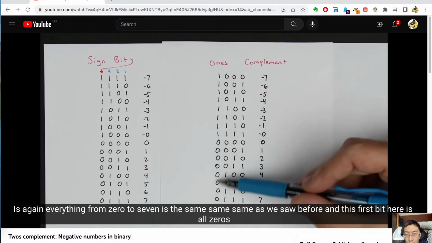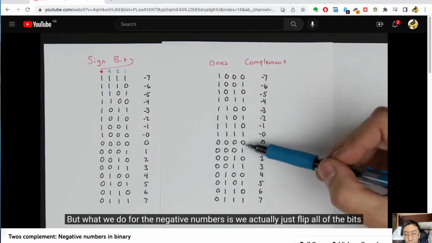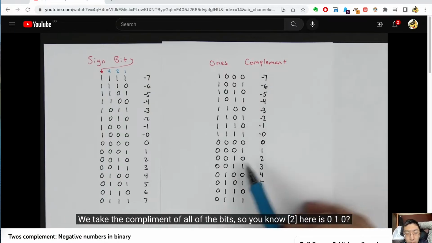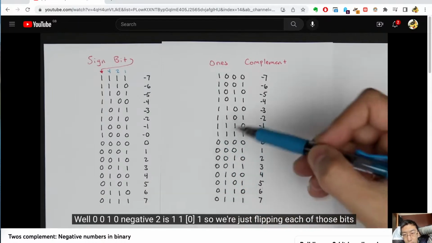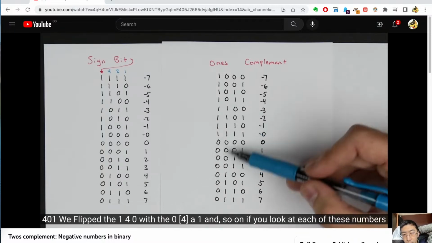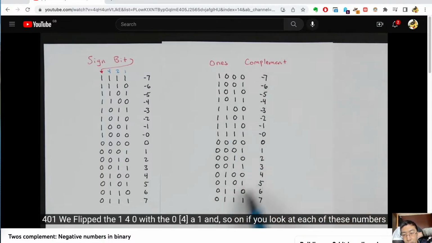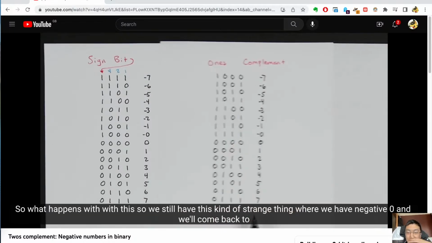And this first bit here is all zeros, so we know that these are all positive. But what we do for the negative numbers is we actually just flip all of the bits. We take the complement of all of the bits. So 2 here is 0, 0, 1, 0. Negative 2 is 1, 1, 0, 1. So we're just flipping each of those bits. So we flip the 0 for a 1, we flip the 1 for a 0, we flip the 0 for a 1, and so on. If you look at each of these numbers, so 5 is 0, 1, 0, 1, negative 5 is 1, 0, 1, 0. So what happens with this?